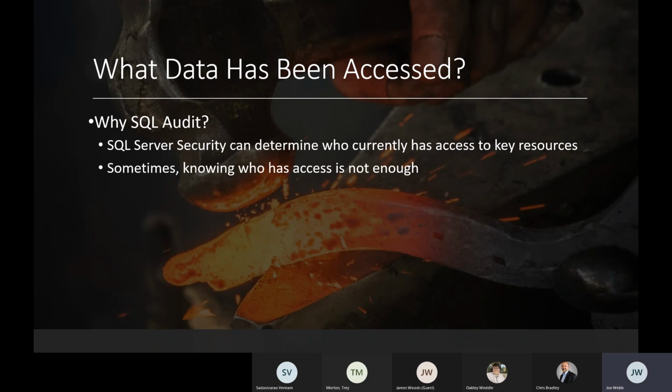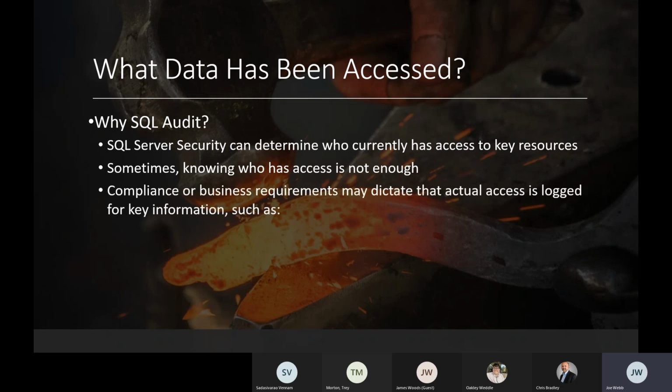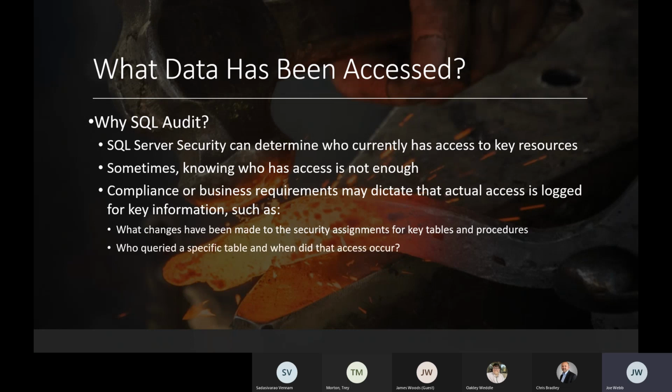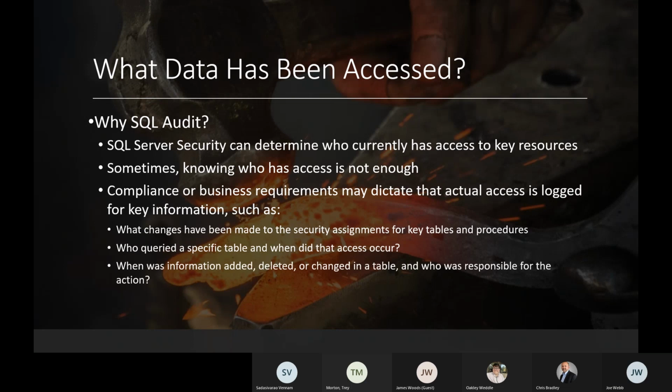So sometimes that's not enough. When we need to look at auditing for compliance purposes, build that history of when data has been accessed, that information is just not sufficient. And so what we may want to know is when someone has been assigned to a security role, when a new security role has been created. We may want to know when a table has been created, or when someone inserted information into a table, or when that table had a row or two or 1,000 changed. And we want to know who had access to that.